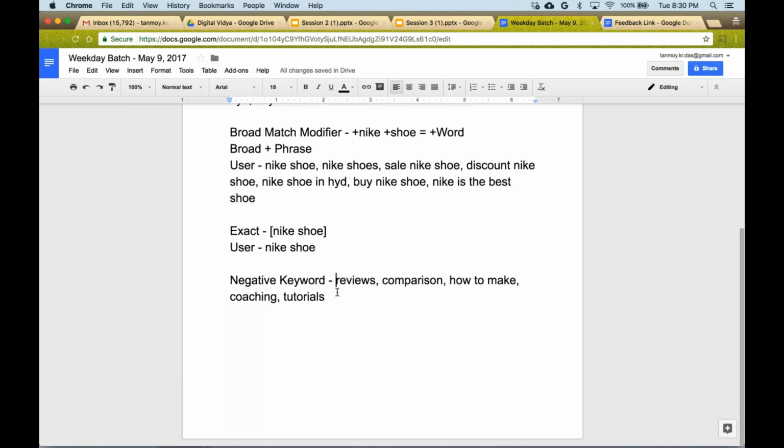So when I put these as negative keywords, I tell the ad system that whenever these searches happen on google.com, please don't show my ad. I don't want to show my ad for searches like these. So in a way, negative keyword filters your irrelevant traffic. People who are not intended to be doing business with you, you're not showing your ads to them. You're just filtering out all the irrelevant traffic with the help of negative keywords. That's the whole idea behind it.